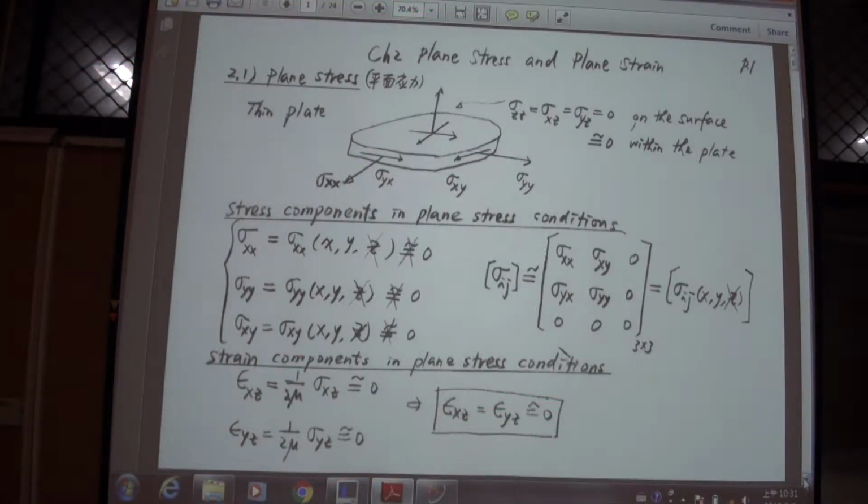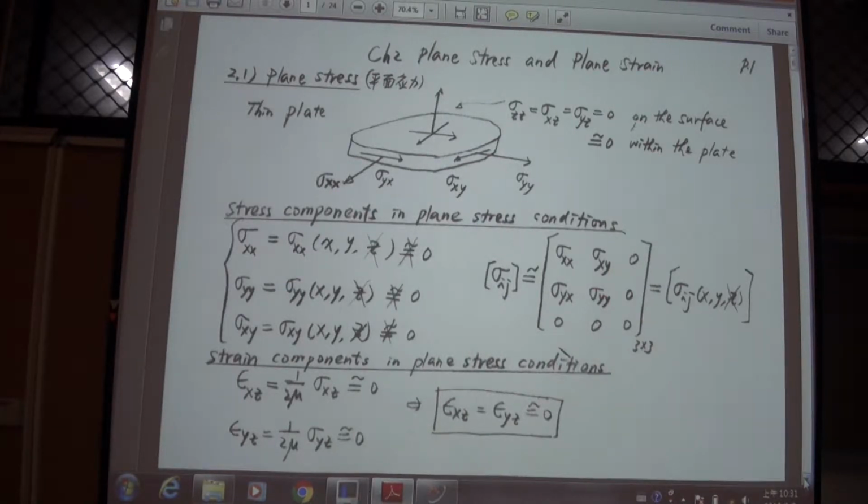In this chapter, we talk about plane stress and plane strains. The motivation of such kind of arrangement is this. The course of elasticity tries to deal with two-dimensional and three-dimensional problems. Between two-dimensional and three-dimensional problems, which one is the more simple problem? Of course, 2D, two-dimensional, is more simple than three-dimensional problem, right?